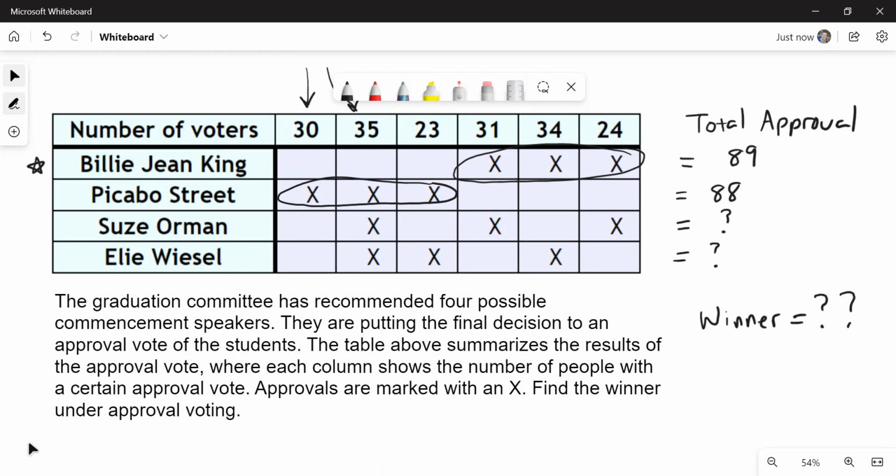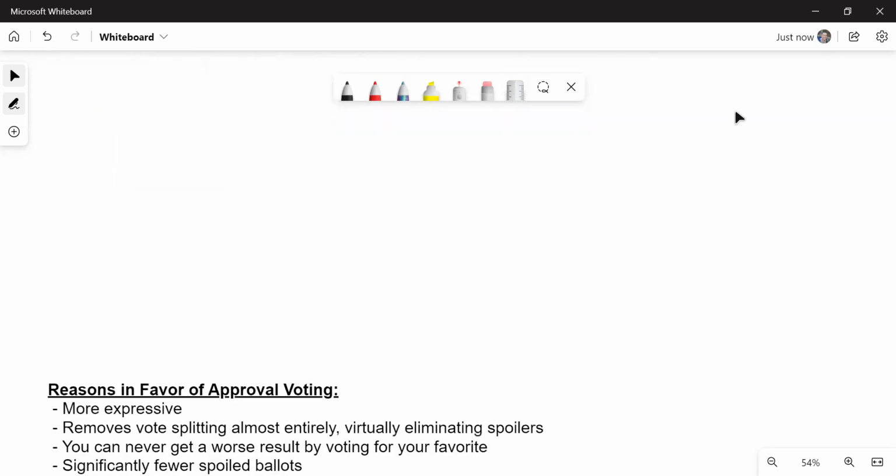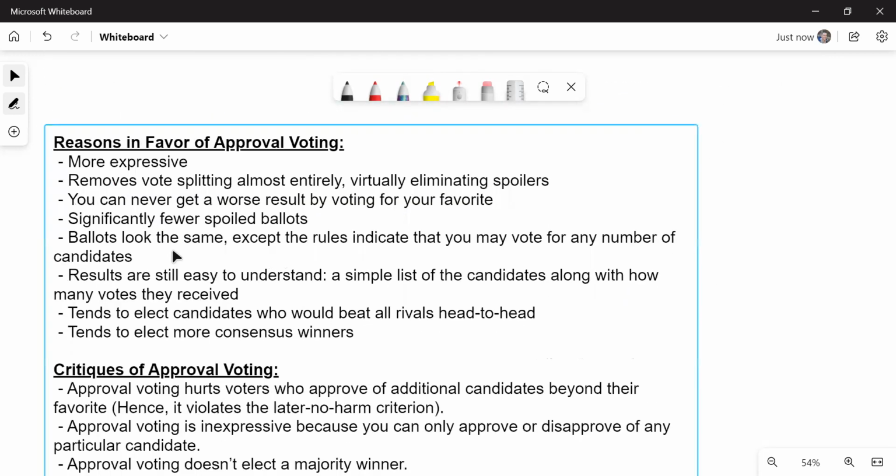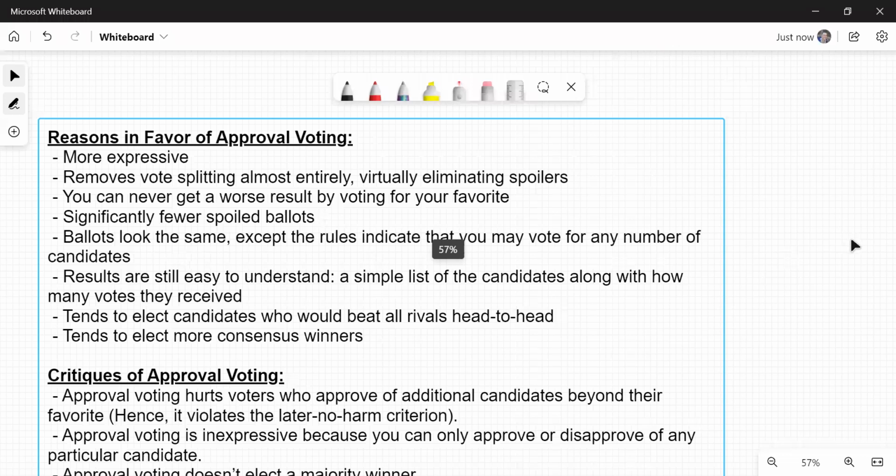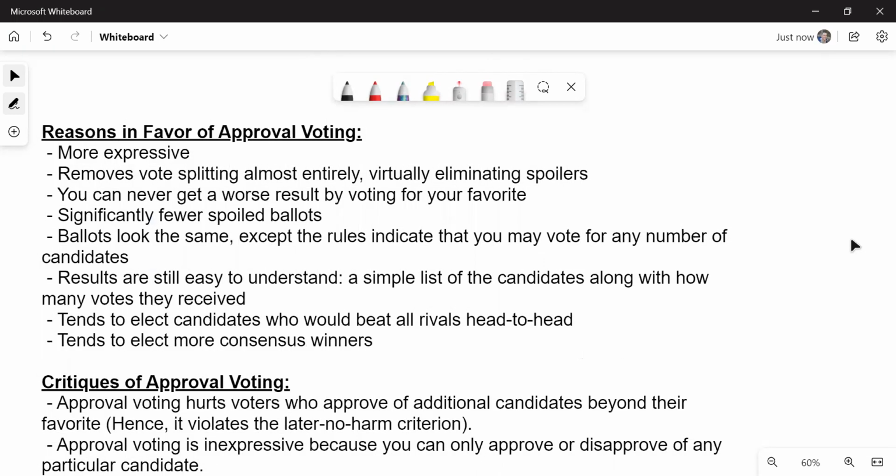Now that we've decided who the winner is, we can talk about some of the positives and negatives of this kind of voting. I have this from a website that I'm going to tell you about in just a moment. But here are some reasons in favor of approval voting. Number 1, it's more expressive, meaning you can say that you like more than one candidate. You can really showcase how many things you do like.